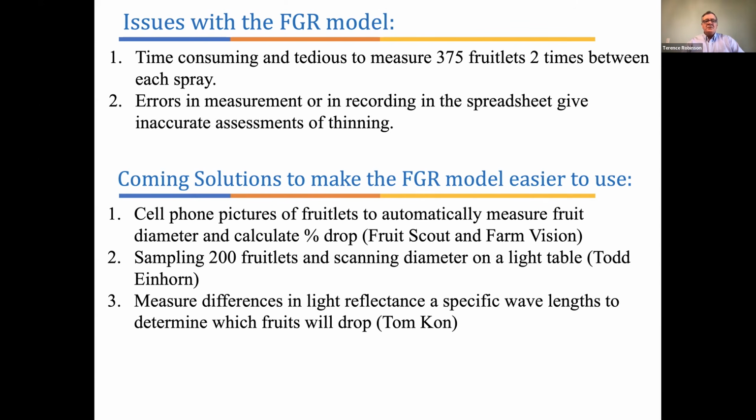The second approach is Todd Einhorn's idea for Michigan State to actually go pick 200 fruits, put them on a light table and scan their diameter using computer vision, and do that twice and you can get the same answer. A third idea came from Tom Kahn, in which there's a particular instrument that you can look at the reflectance of specific wavelengths of all the fruits on the tree, and the ones that are going to fall have different reflectances. And so you could categorize fruits that way.